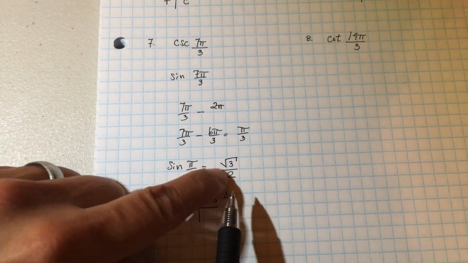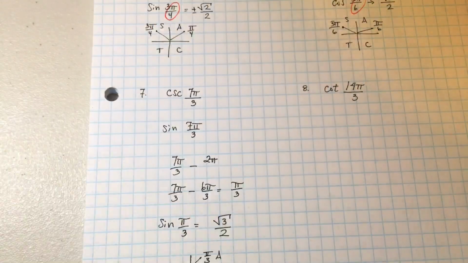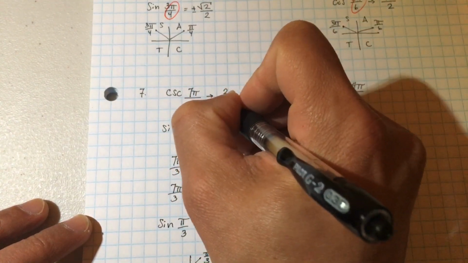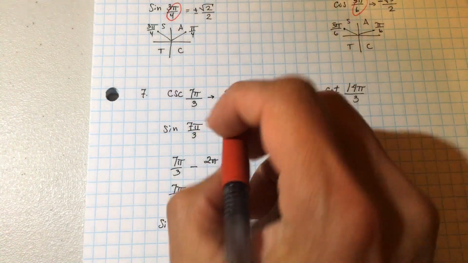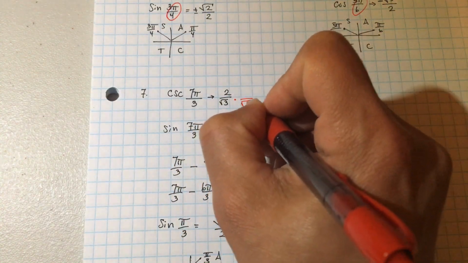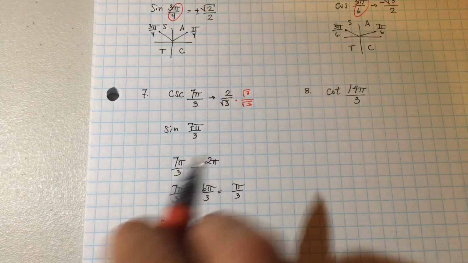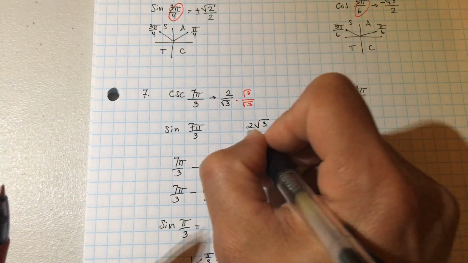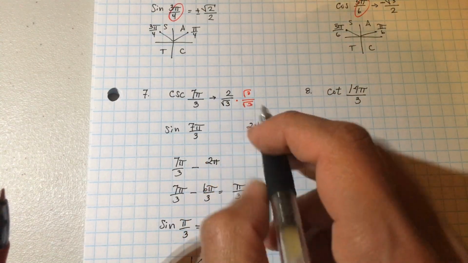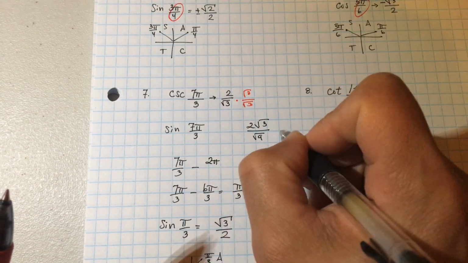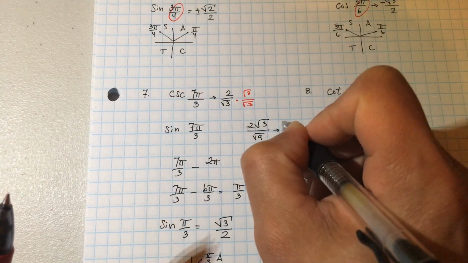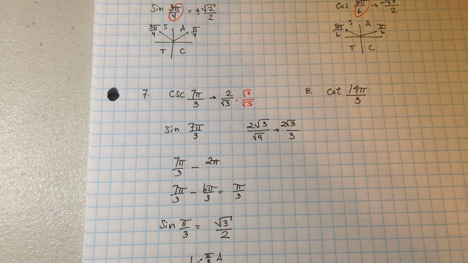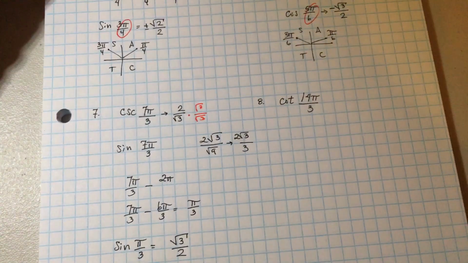So what do we do? You got to flip this guy, the reciprocal. So that becomes 2 over radical 3. And of course, you have to rationalize it. Your professor won't allow you to leave it that way. Square root of 3, square root of 3. And that's going to give you 2 radical 3. Same thing, square root of 3 times square root of 3 is square root of 9. And the square root of 9 is 3. So your final answer is 2 radical 3 over 3. There it is. So hopefully it's starting to make a little bit more sense.